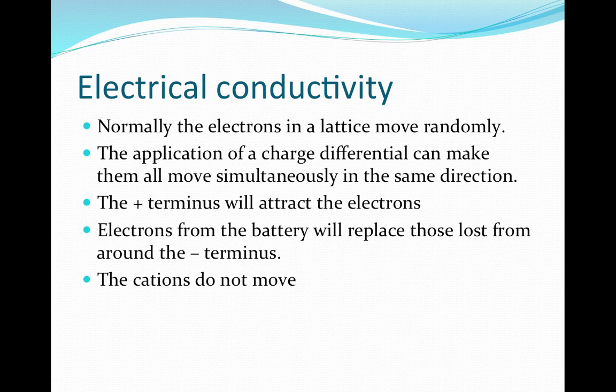And our lattice isn't going to run out of electrons, because electrons will come out of the battery and through the wire and go to those that are lost from around the negative terminal. Cations, they stay where they are. Okay? Now, if we've got lots of electrons that are freely able to move, then we're going to get really good electrical conductivity here.